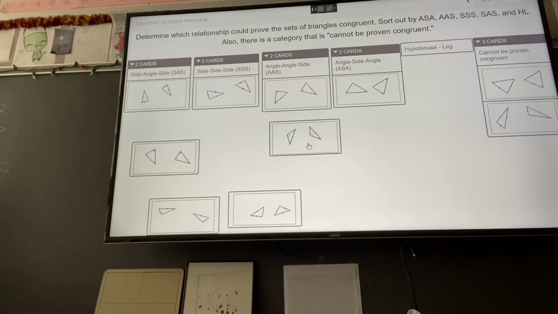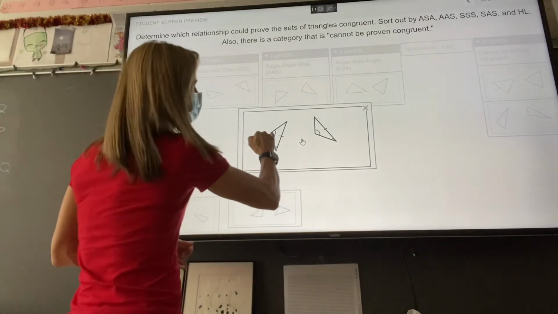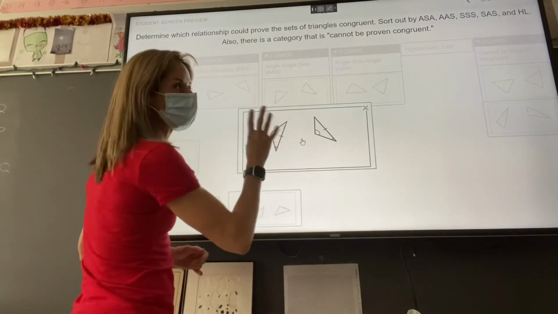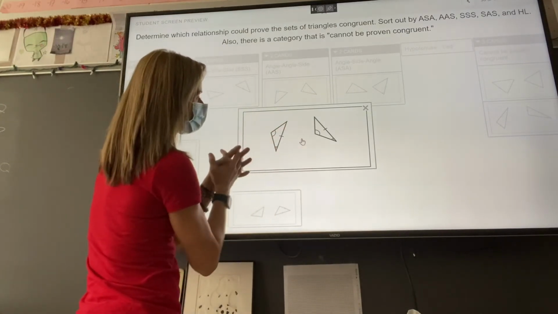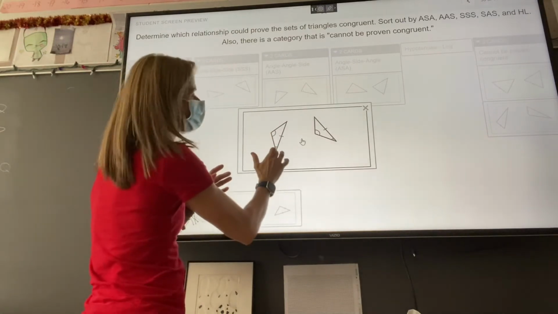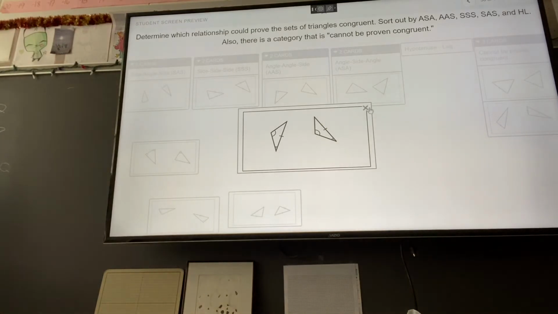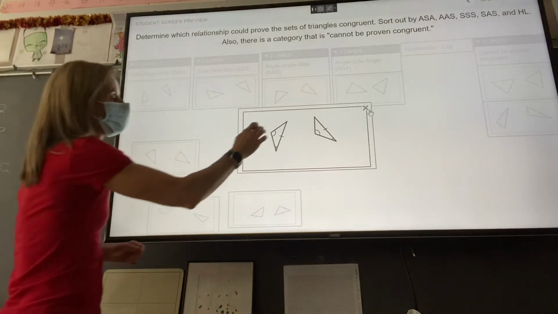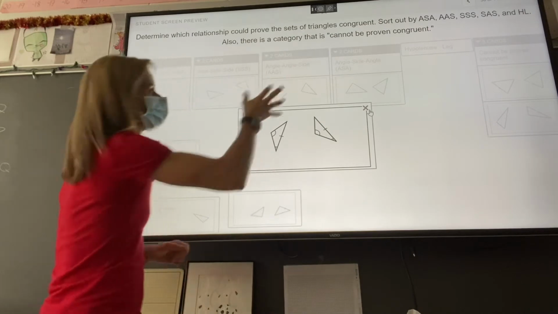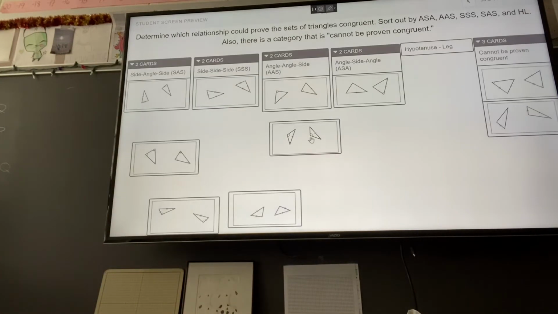And feel free to look at your summary. All right, here we've got 2 angles and a side on the outside of those 2 angles, not in between. So it's this one. Angle, angle, side. Very good. And you could also call this side, angle, angle, but it's already written for you here.